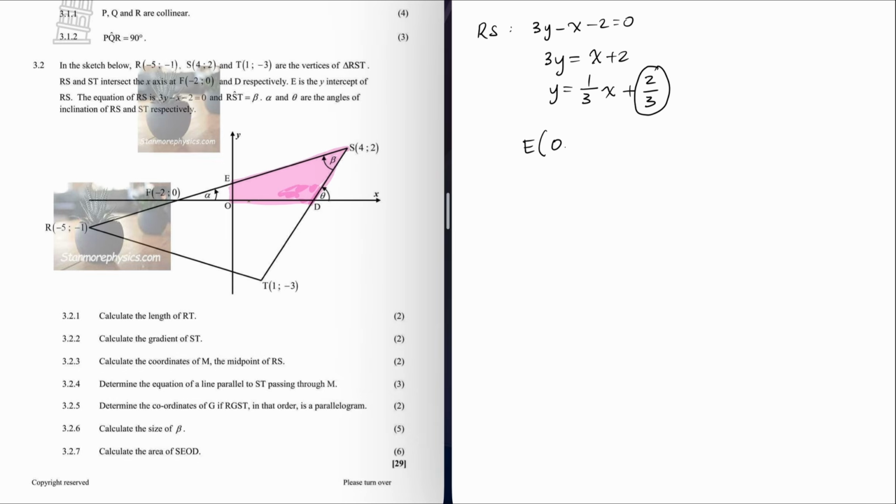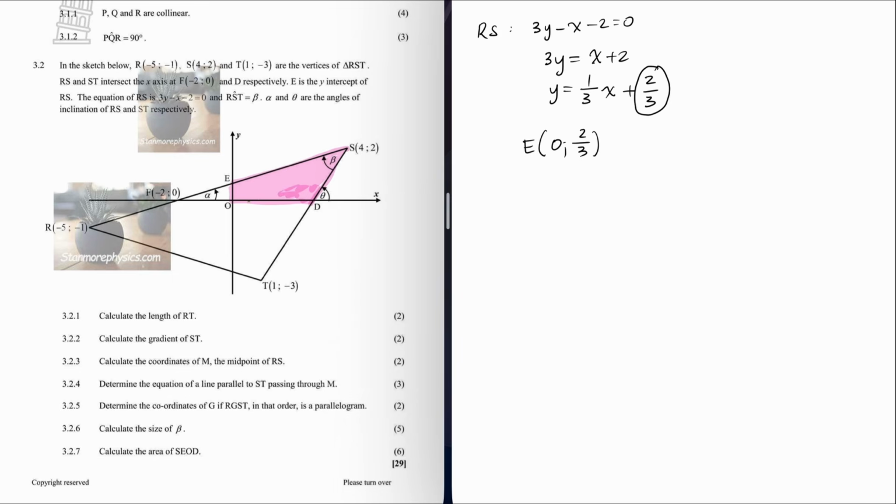We've been given the equation of RS. So RS is given as 3y minus x minus 2 equals 0. That means 3y is equal to x plus 2. Y is equal to 1 over 3 x plus 2 over 3. Now, E is the y-intercept, and so the coordinate for E is going to be 0 and 2 over 3.